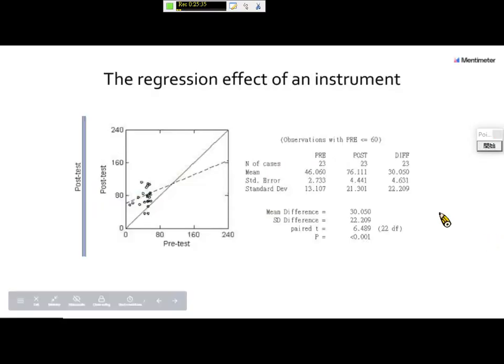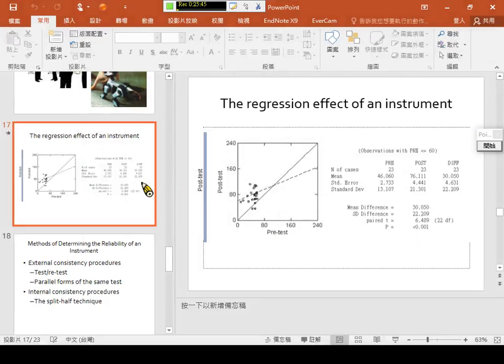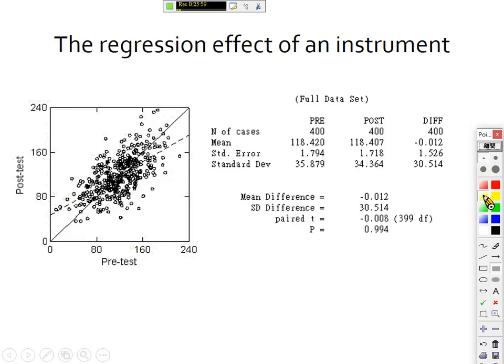And this one, the regression effect of an instrument. It's not easy to present this, and I will use this one. Okay. You don't need to have very sophisticated knowledge about statistics, but I just want to give you an idea. A very simple idea, let's say this one.